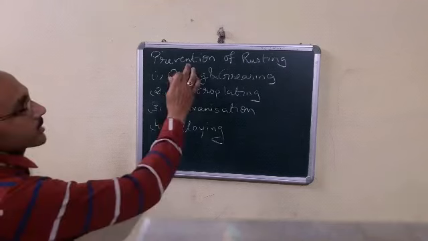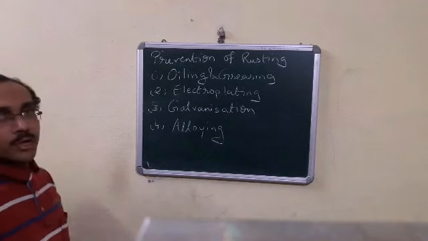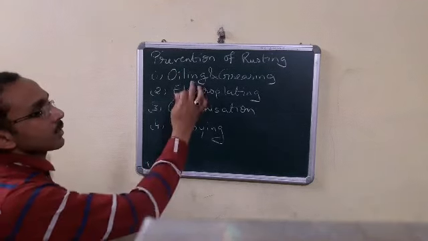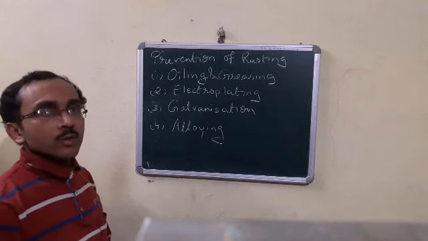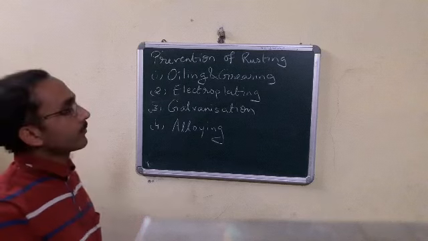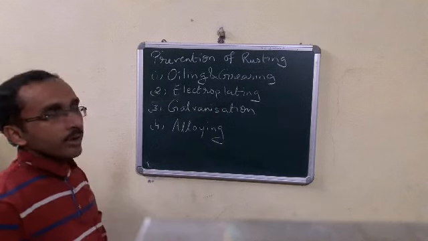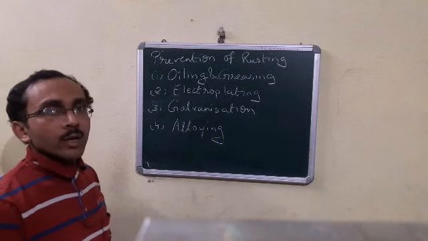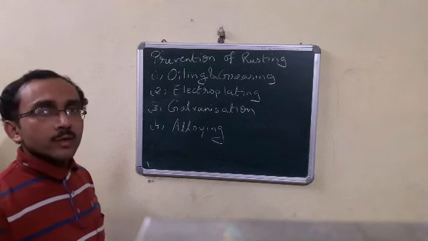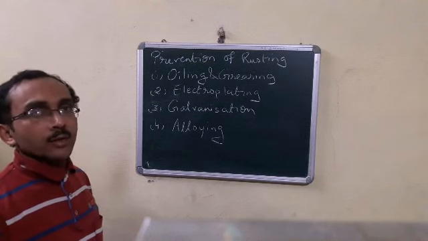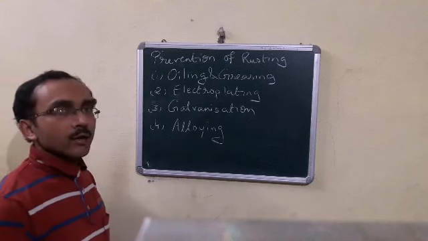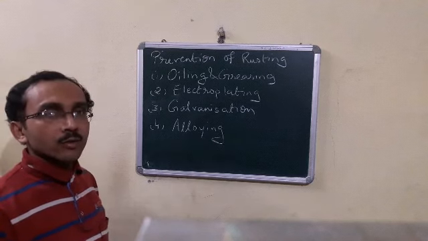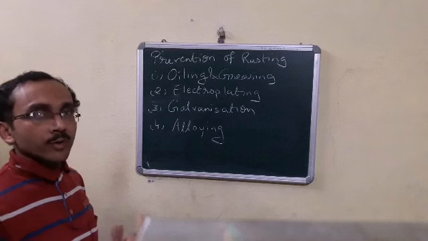Now, how can we prevent rusting of iron? We can prevent rusting of iron by using various methods. First is oiling and greasing. When we put a layer of oil or grease on the surface of iron, then it prevents rusting. Next is electroplating. When we are electroplating the iron with corrosion resistant material like chromium or nickel, then it prevents rusting of iron. Third is galvanization. We can prevent iron from rusting by putting a layer of zinc on the surface of iron, which prevents rusting.